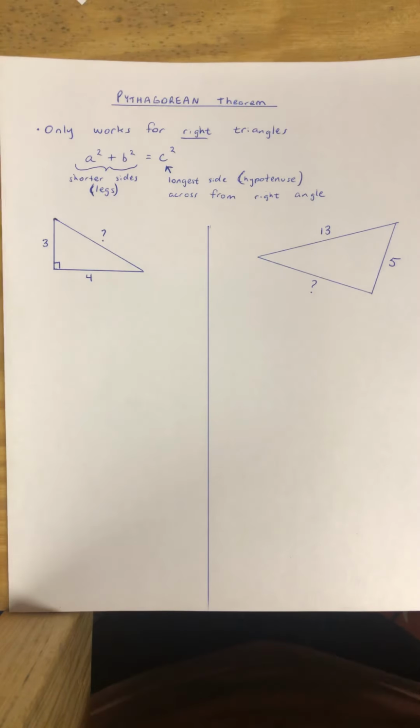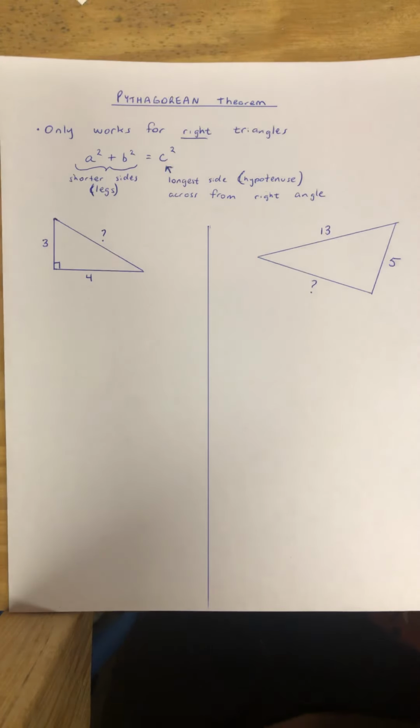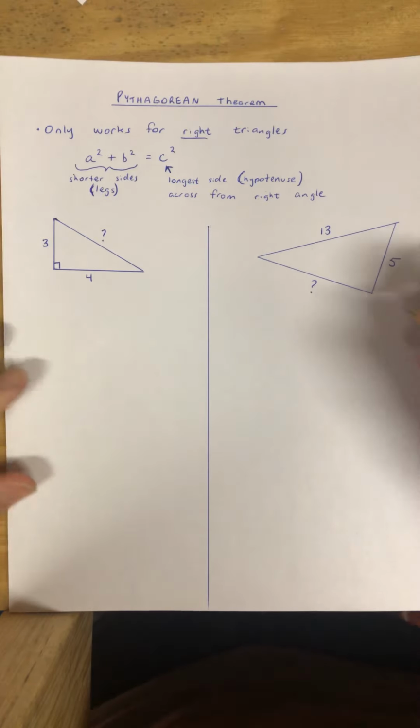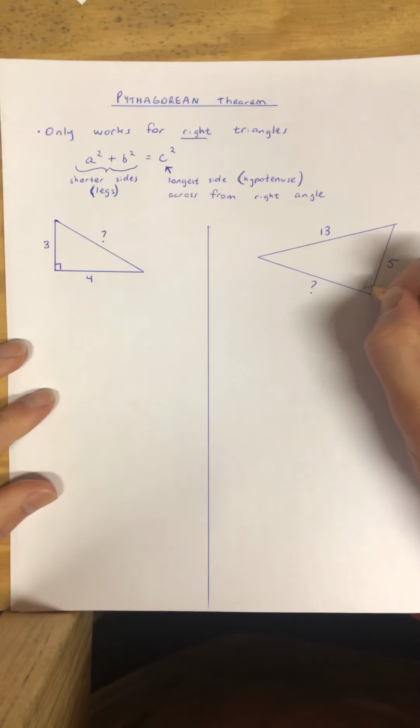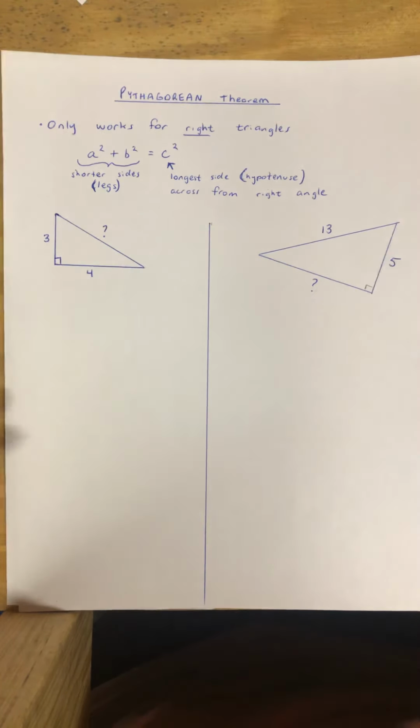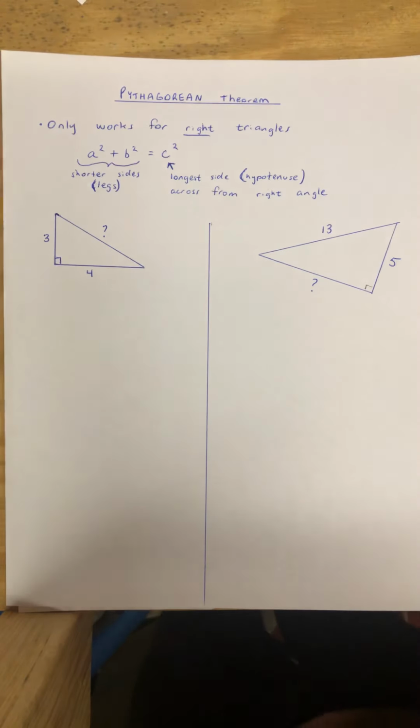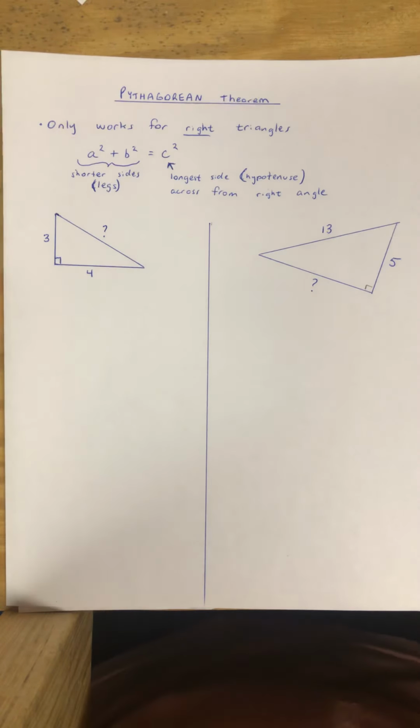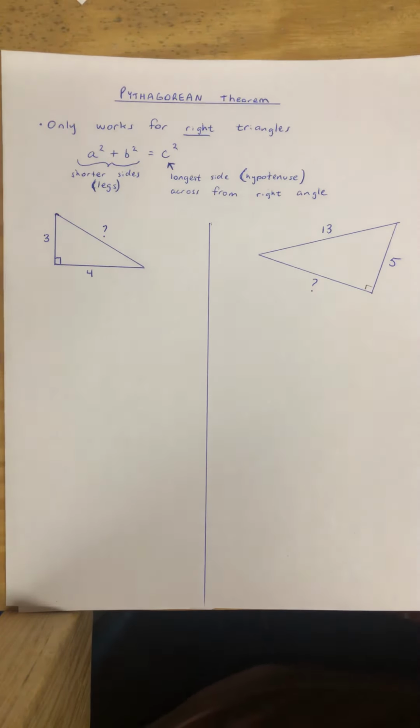All right, everyone, the topic for today is the Pythagorean Theorem. Remember that the Pythagorean Theorem only works for right triangles, which means that the triangle must have a 90-degree angle. If it does not have a 90-degree angle, we cannot use the Pythagorean Theorem. We'd have to come up with a different way to solve for the unknown side.